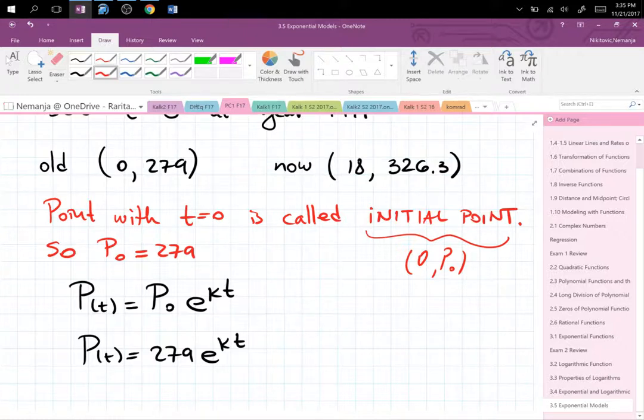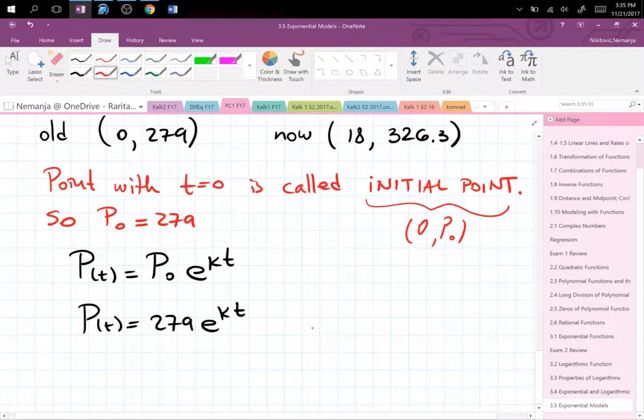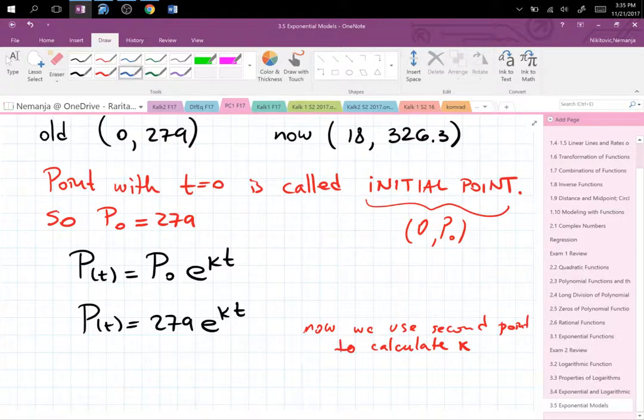K is going to be that growth rate. Now we have the second point. So now we use the second point to calculate k. Well, the second point has the population at 326.3, which is 279 e to the k times 18.